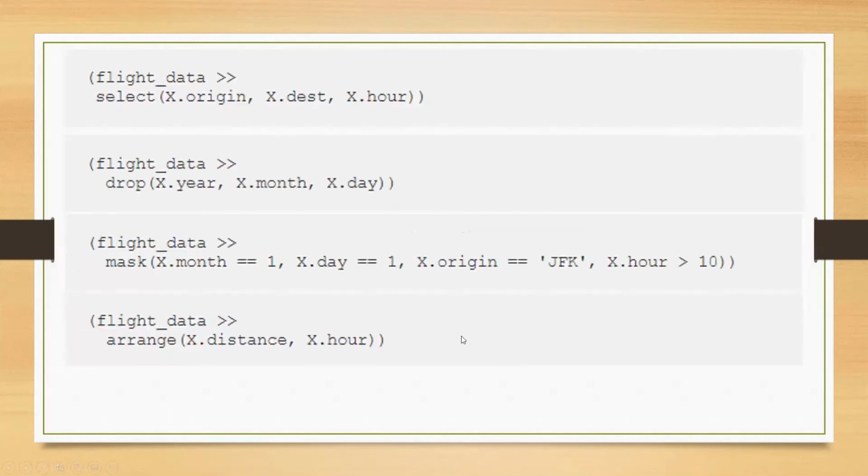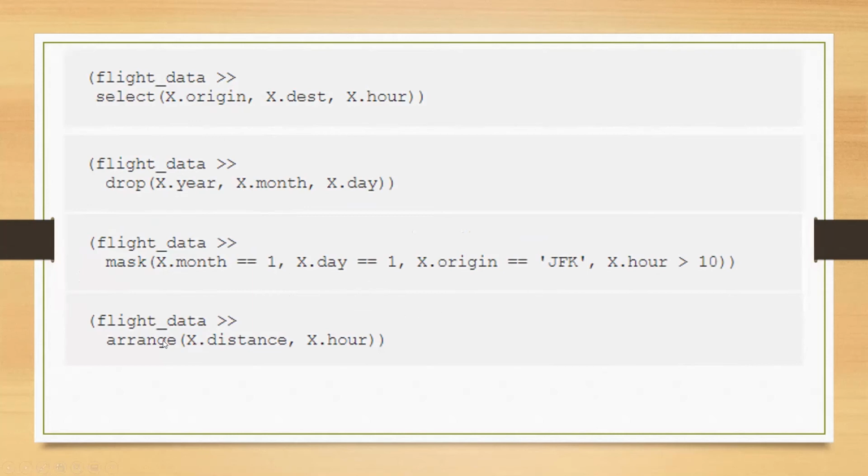So here I'm going to introduce several basic functions you can use in this package. First is the select function. You can select which columns you want to keep, and then you can use the drop function to say which columns you want to drop. And then you can use the mask function to filter the data, to say if I only want month equals 1 or day equals 1, something like that.